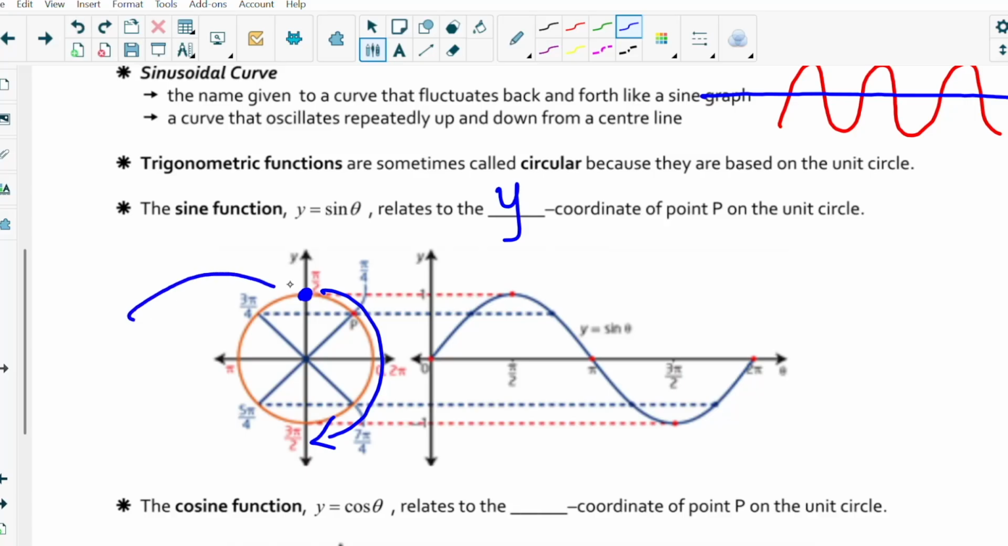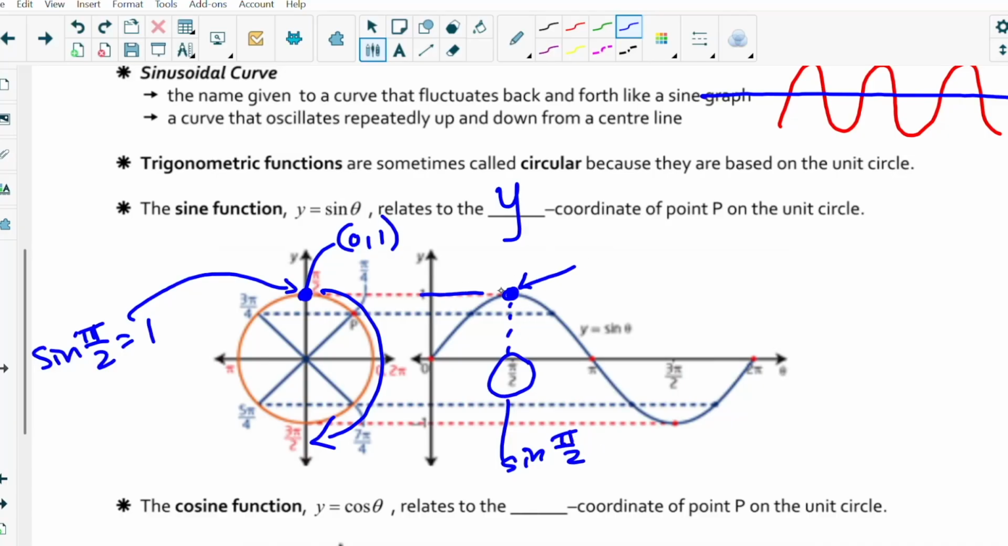Okay, so if I look at this value here, the sine of pi over 2, well, we know that is 1. Okay, sine of pi over 2 is 1. And that's the point (0, 1). Correspondingly, here's pi over 2. So if I say the sine of pi over 2, this corresponds to a y value of 1.